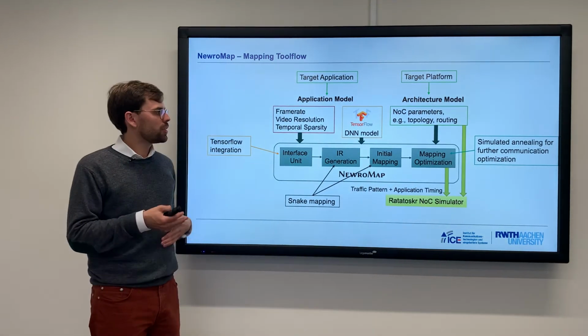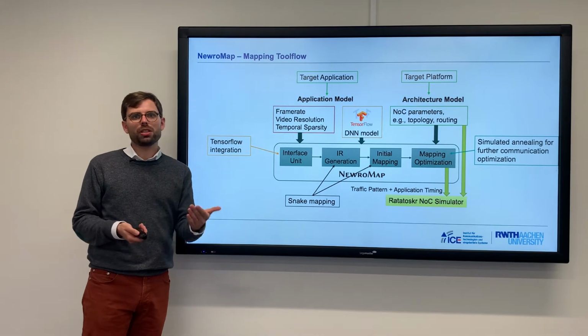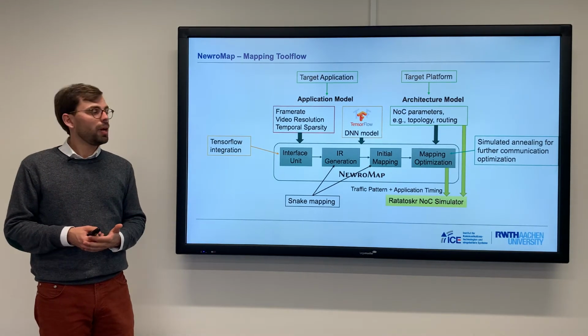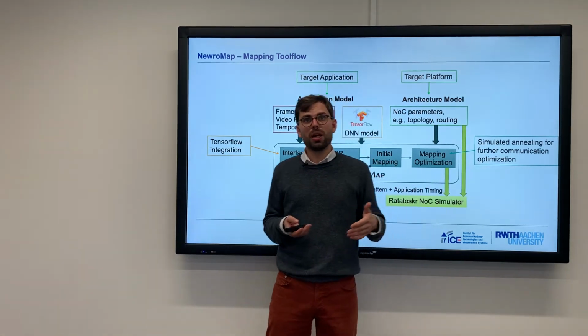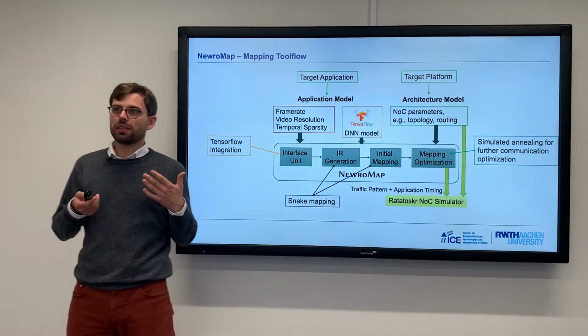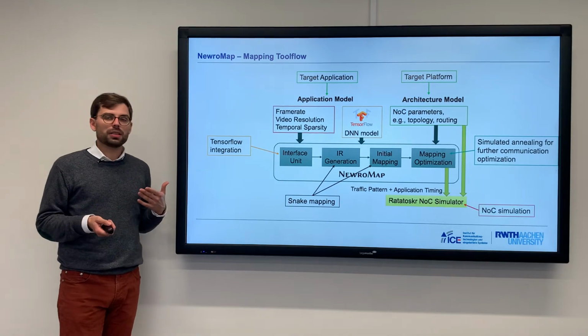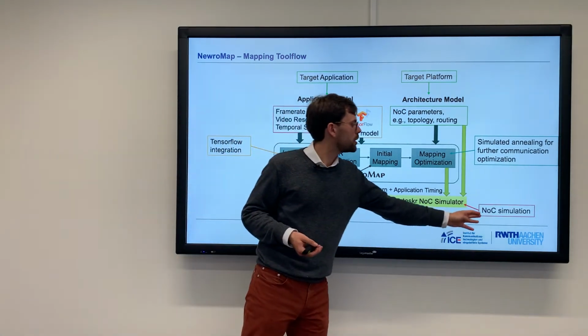So we mainly do this for showcasing how much more potential there is to improve the mapping. This is of course clear that simulated annealing is a relatively naive approach, but this is just taken as an example to show further optimization potential. And then finally, we simulate the NOC.